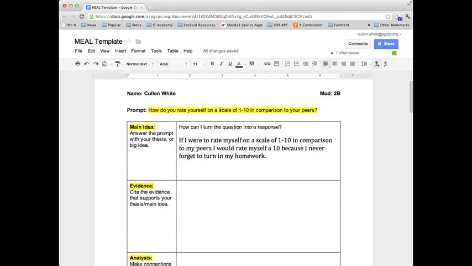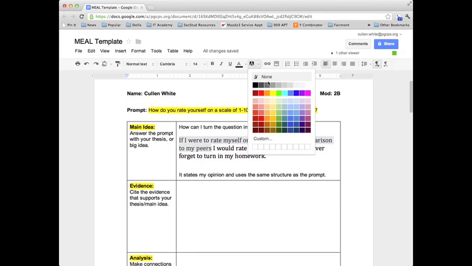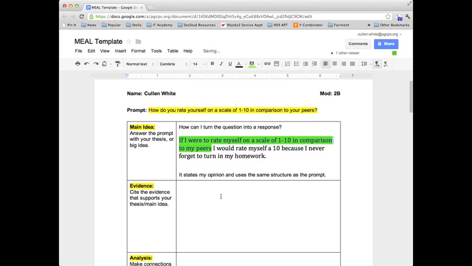Think about what the prompt is asking you and how you would then change that into a statement. Here, for example, we say, if I were to rate myself on a scale of 1 to 10 in comparison to my peers, I would rate myself a 10 because I never forget to turn in my homework. We've simply taken the original prompt and now turned that into a declarative statement. You can see that I've stated my opinion, and it used the same structure that was originally in the prompt. This is a simple way to really introduce our main idea, and then we can move on to the next step, which is our evidence.